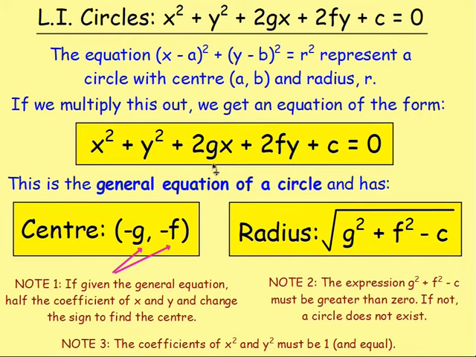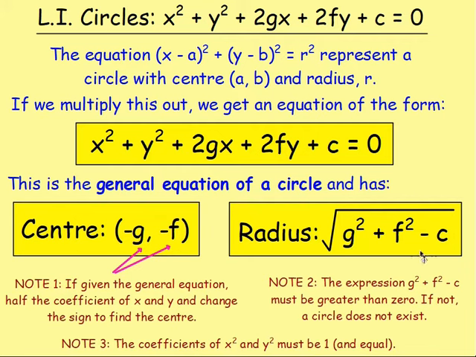To get the centre, what you can do is take the coefficients of x and y, half them, and change the sign. Doing that, you will get the centre to be (-g, -f). To get the radius, that is the square root of g² + f² - c.